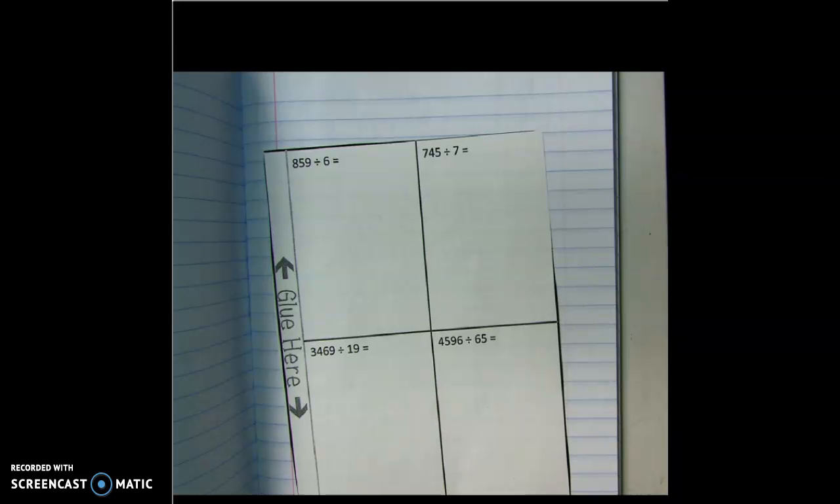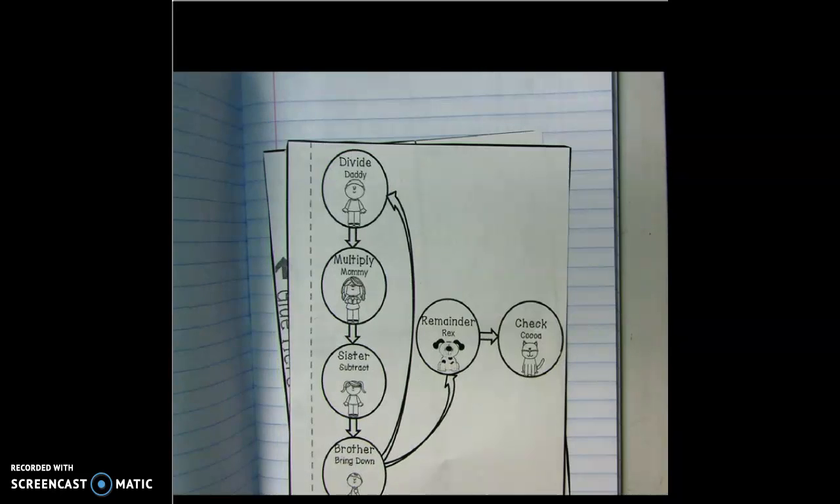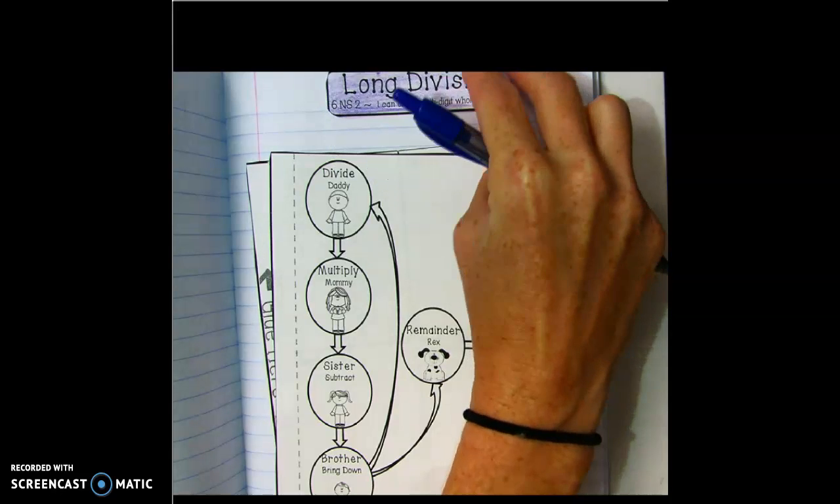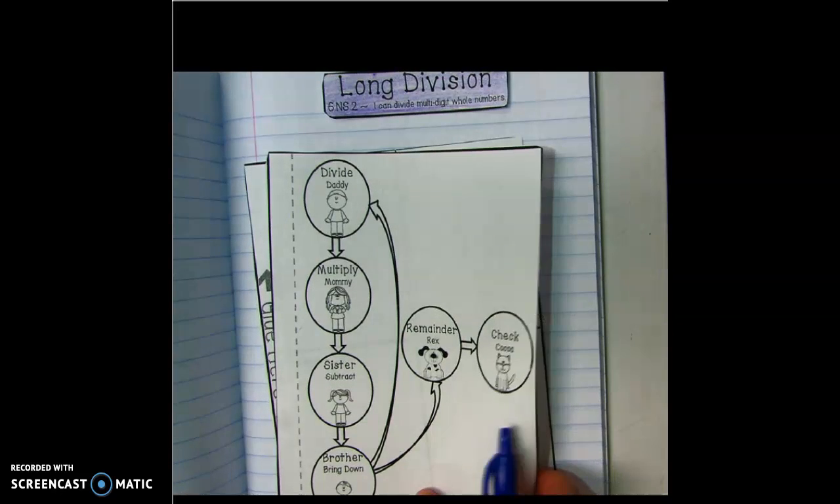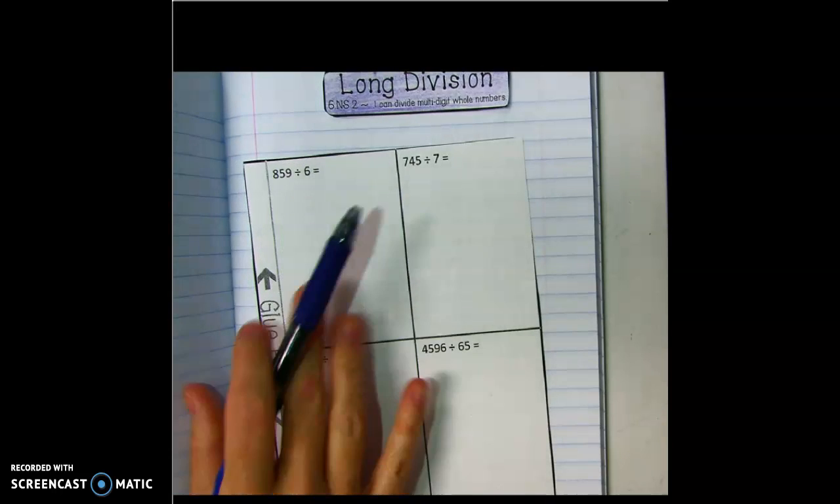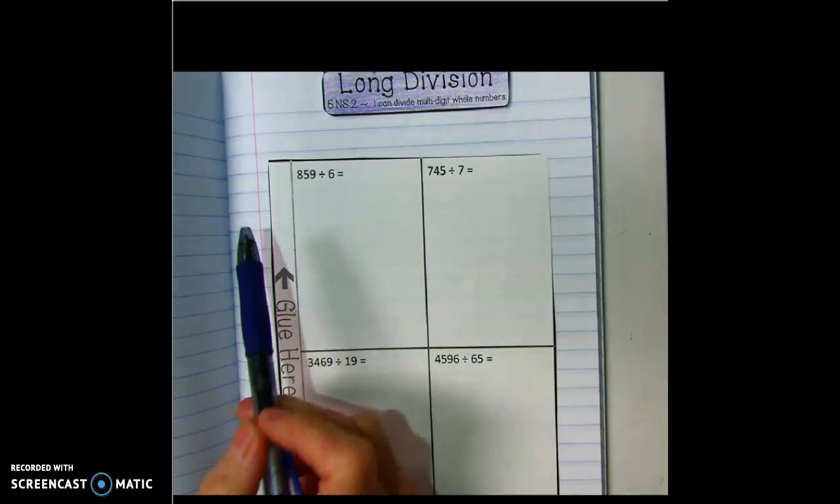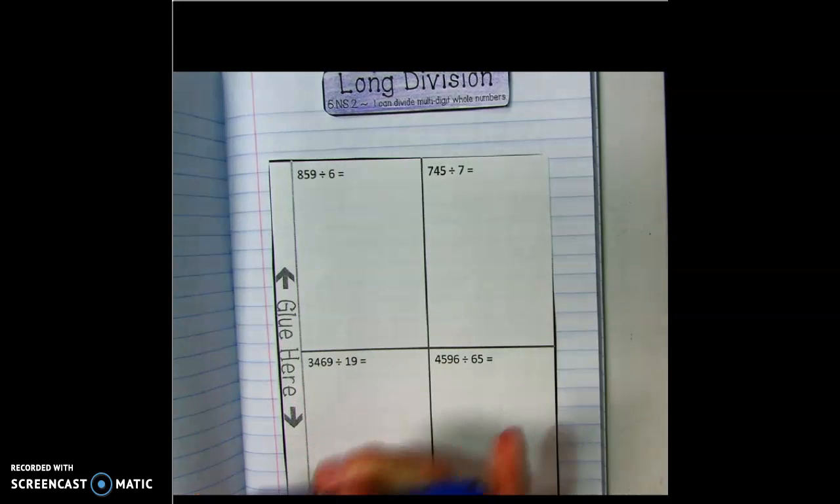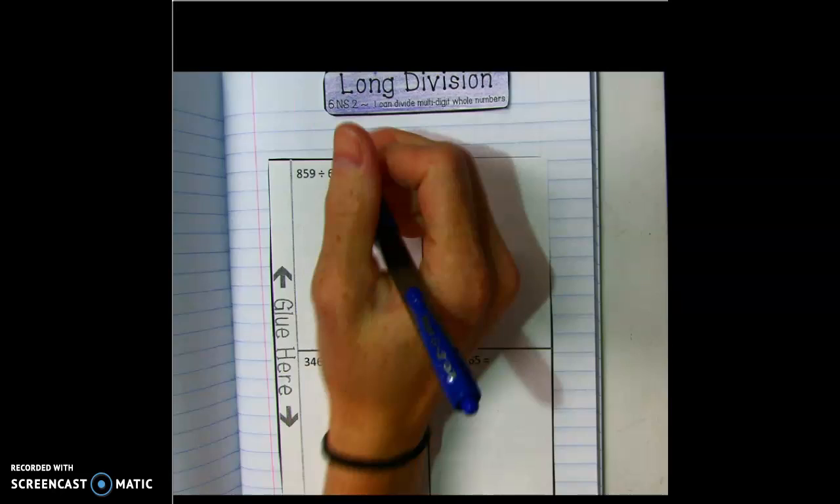Work on our long division foldable. So you need to get out this handout that I gave you on Friday, and we're going to work on it together. So let's look at our first problem. It says 859 divided by 6. This first number is our dividend, and the second number is our divisor. So we're going to go ahead and work out this problem together.